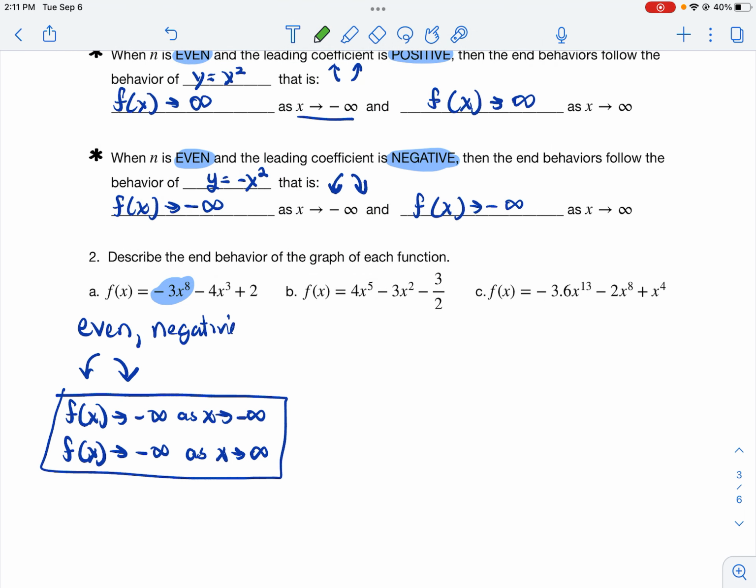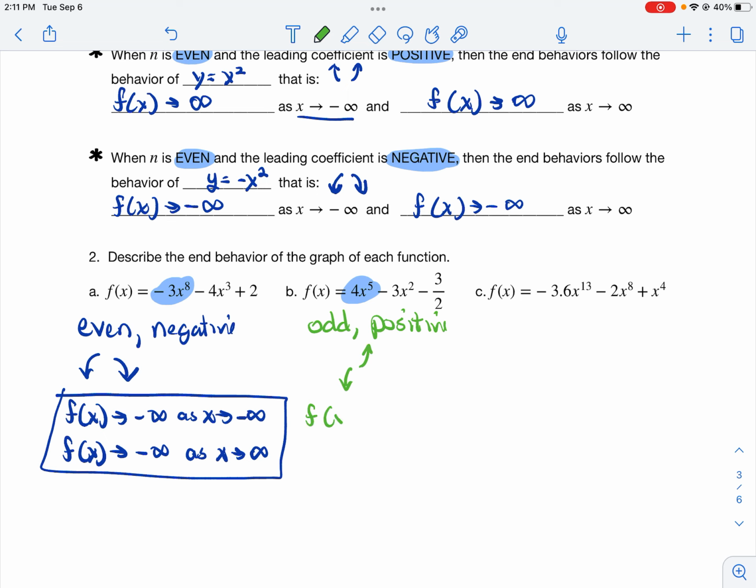All right, so for the second example, I notice my highest degree is in 4x to the 5th. So my degree is 5, which is an odd number. And 4 is my leading coefficient, which is positive. So odd means they go in opposite directions. They end positive. So I'm going to start down and go positive.